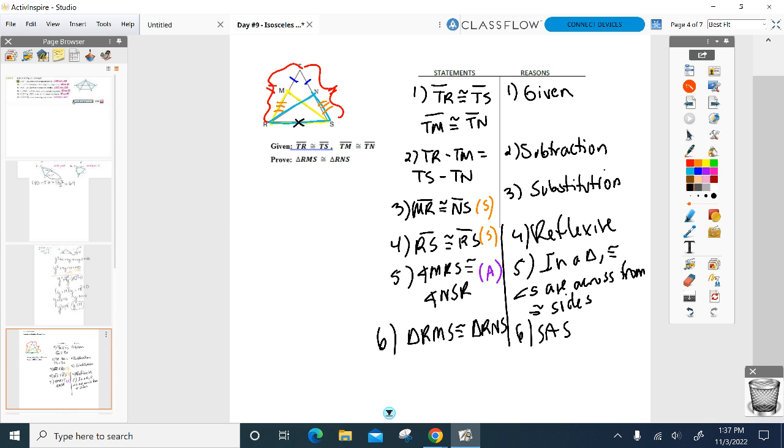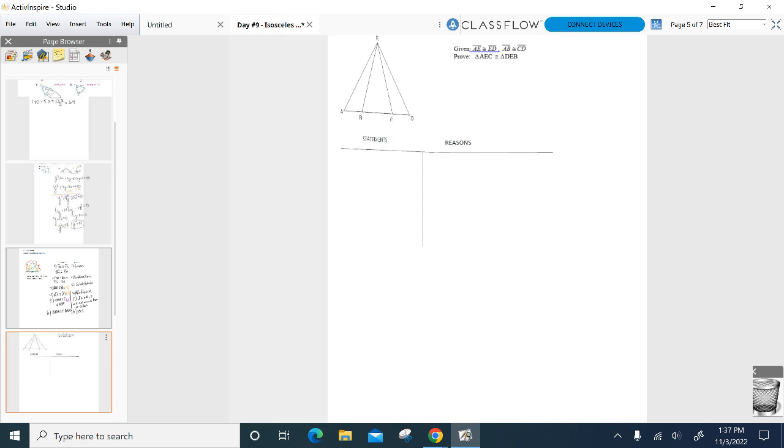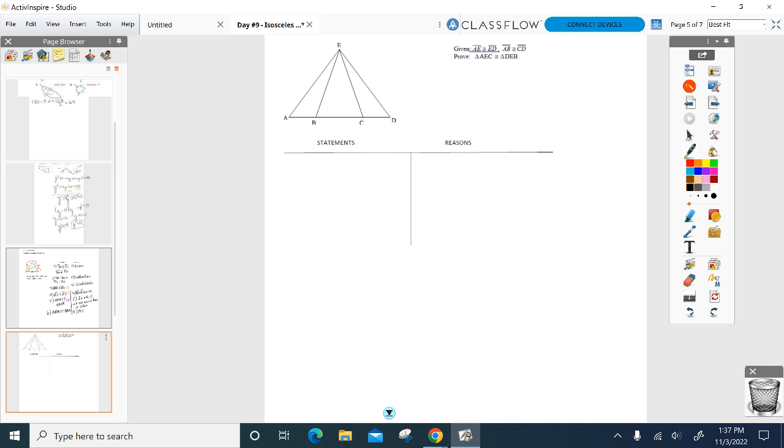Anything? A little tougher now. It's all nice and easy when we do it together, but when I let you go on the assignment, it's going to be whew. Anything you want to ask differently? All right, what do you say? Next one up. Two more overlapping triangles.